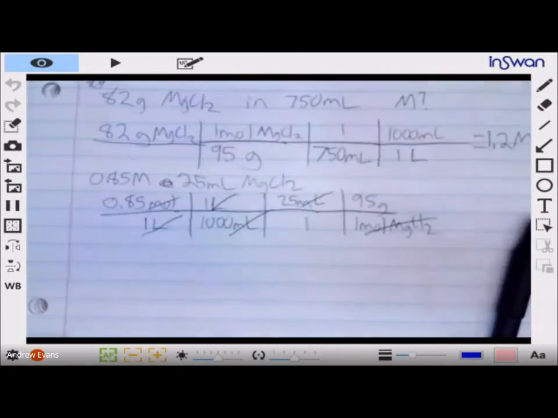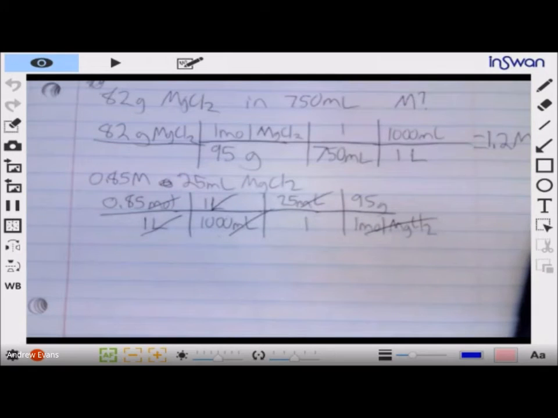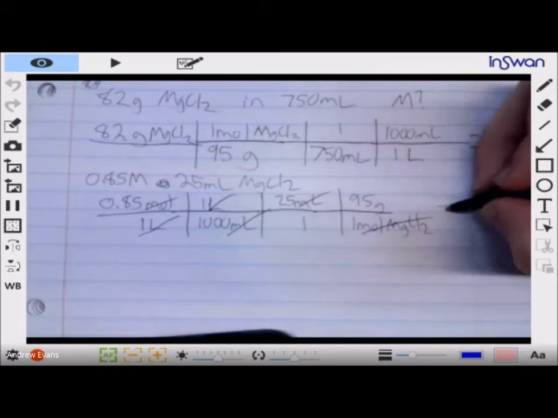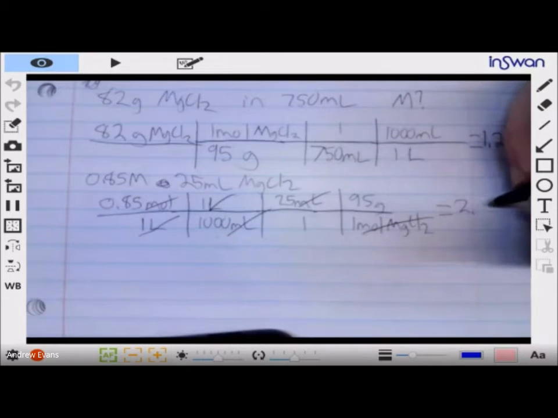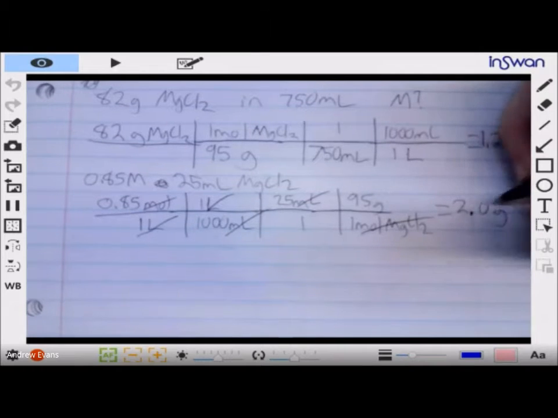Moles. So 0.85 times 0.025 times 95. How many grams would that be distributing? That would be 2.0 grams. 2.0 grams of magnesium chloride.